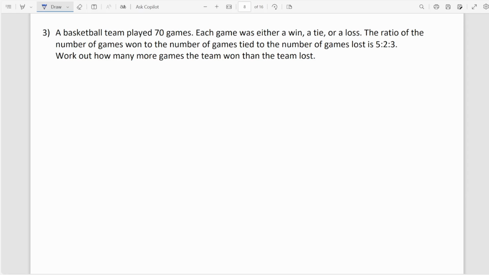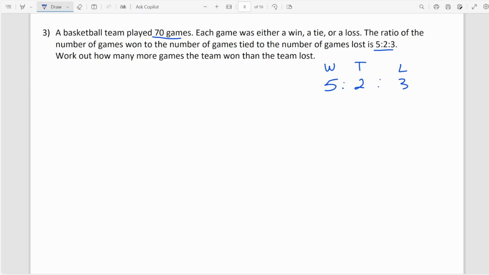Now, a basketball team played 70 games. Each game was either a win, a tie, or a loss. The ratio of the number of games won to the number of games tied to the number of games lost is 5 to 2 to 3. This is win, this is tie, and this is lost. Work out how many more games the team won than the team lost.